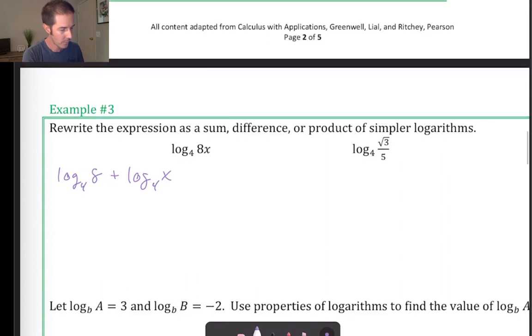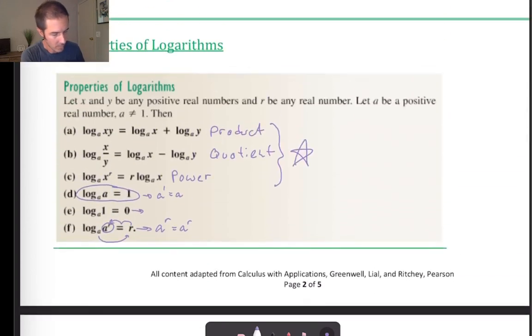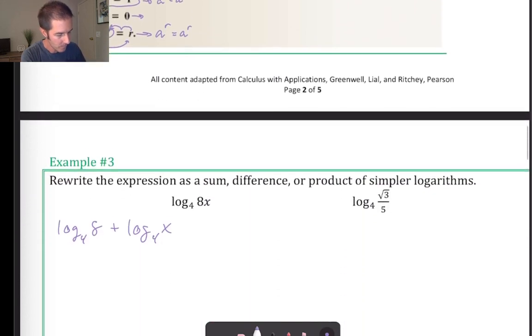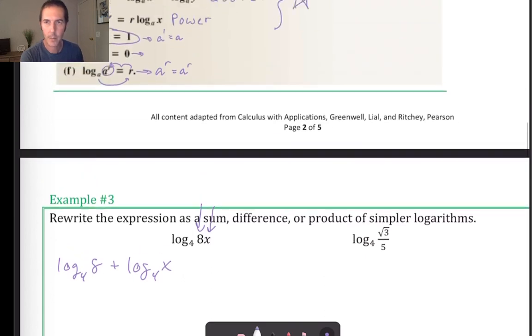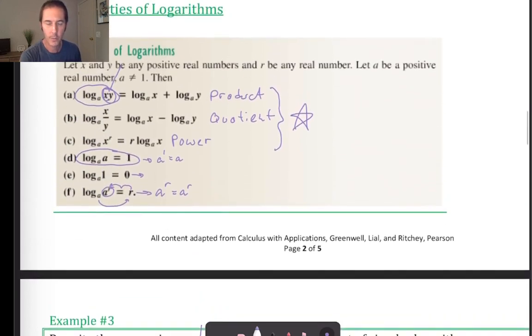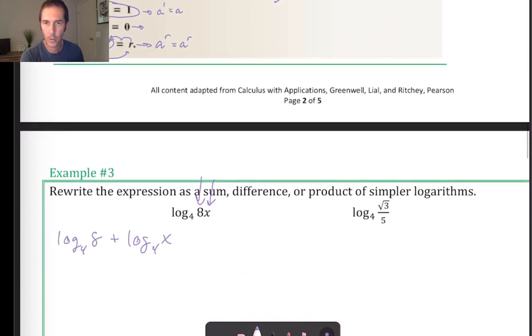reverse. So let's just go up and glance again at the product rule. We have in our current problem this product of x and y that's happening in here. So the x value is the 8 and the y value is the x. That's a little confusing, but the point is that because they're connected by multiplication, they're 8 times x, we get to break them up using addition, and each one of those factors in there, the 8 and the x, in this case the x and the y, each one of them gets their own logarithm with the same base that we started with, which in our current problem is a base of 4.